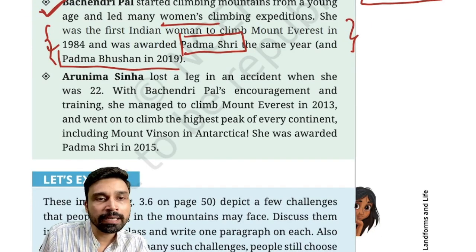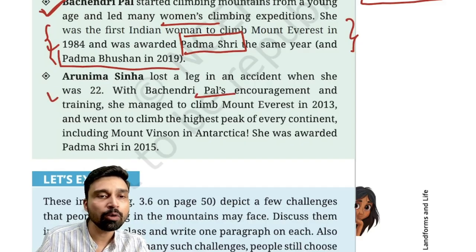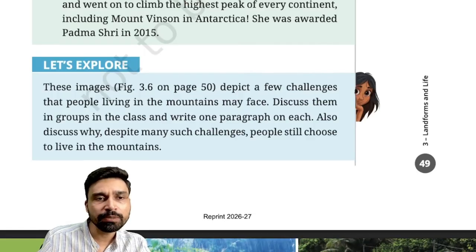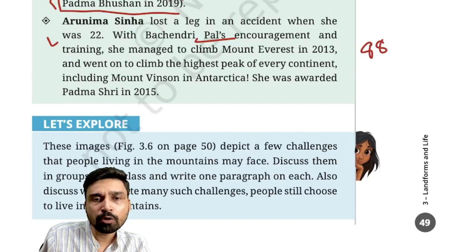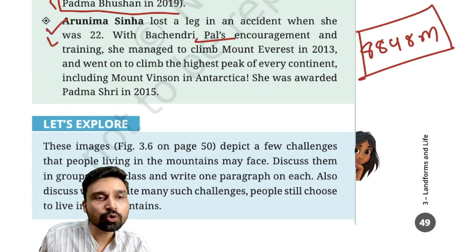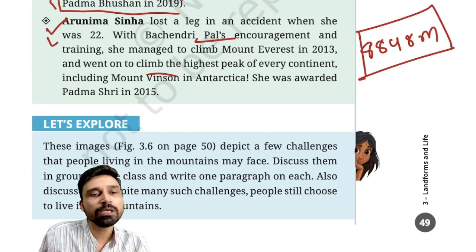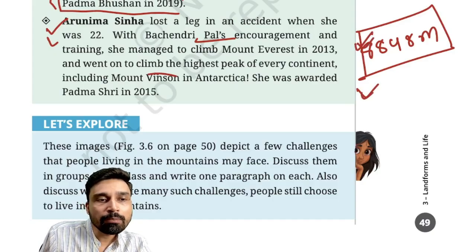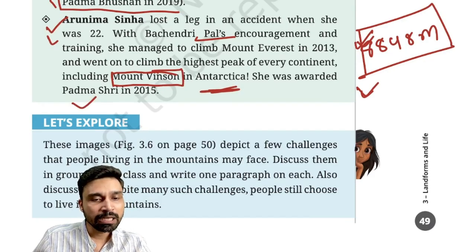Arunima Sinha lost a leg in an accident when she was 22. With Bachendri Pal's encouragement and training, she managed to climb Mount Everest in 2013. So you can imagine Mount Everest, which is the tallest peak of the entire world. The height of Mount Everest stands at about 8,848 meters. Arunima Sinha did not lose hope and went on to climb the highest peak of every continent. She started with Mount Everest, and on every continent, including Mount Vinson, which is the tallest peak of Antarctica. And that's why she was awarded the Padma Shri in the year 2015.